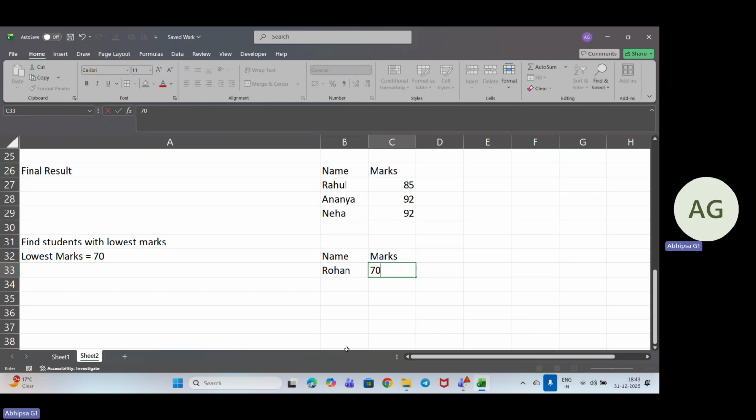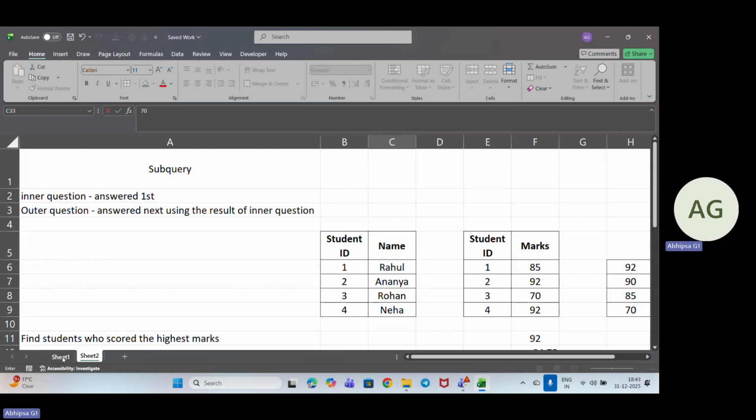So this is all about joins, and we can also use a subquery. Let's take an example so that it can be understood. The same tables we will be taking.